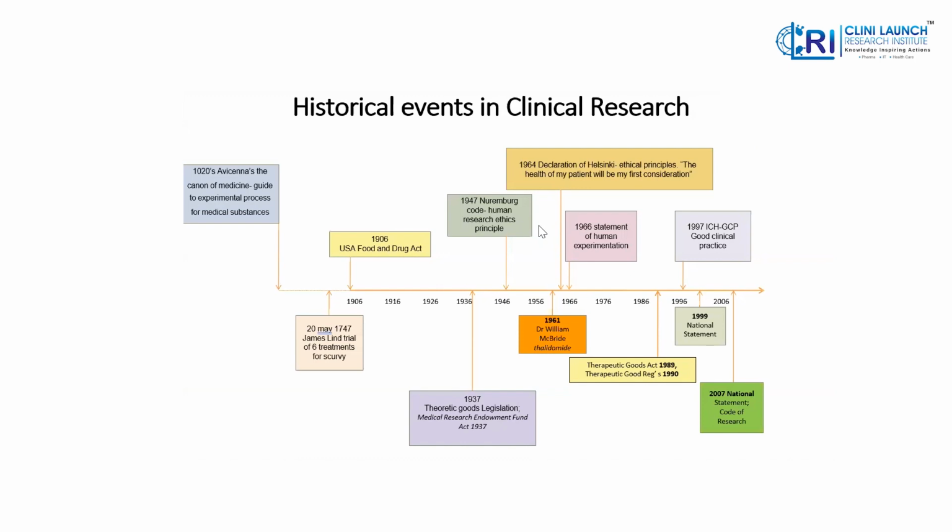There was an FDA officer known as Frances Kelsey, who was the first officer to deny approval to thalidomide. After her efforts, thalidomide was banned, and we got regulation for regulating all these things. After this, we have the Declaration of Helsinki. In the Declaration of Helsinki, we have a set of ethical principles given by the World Medical Association in 1964.